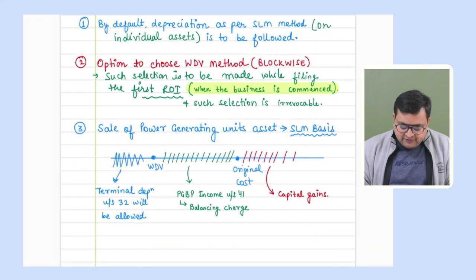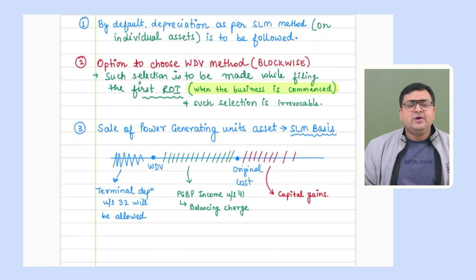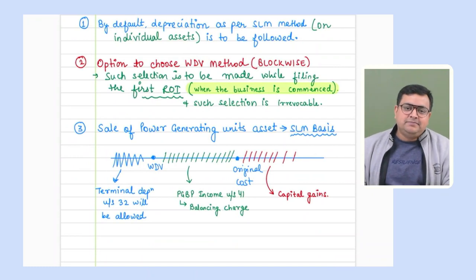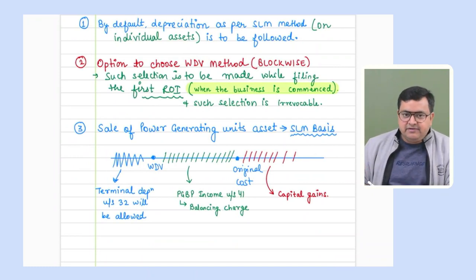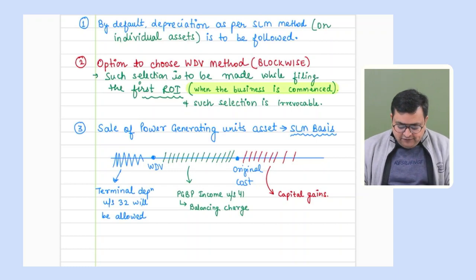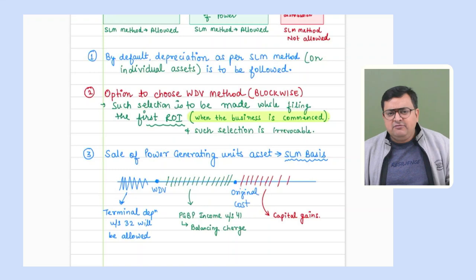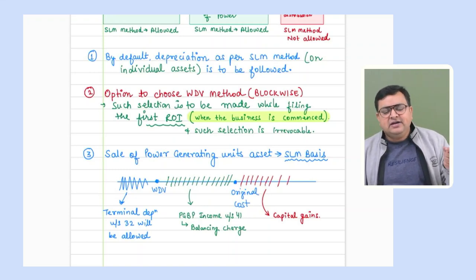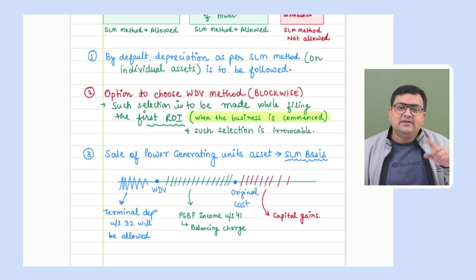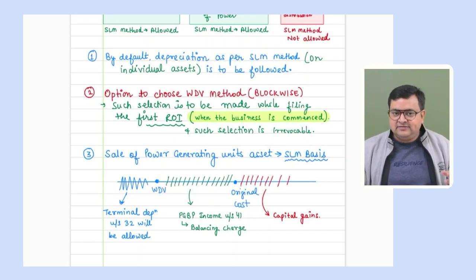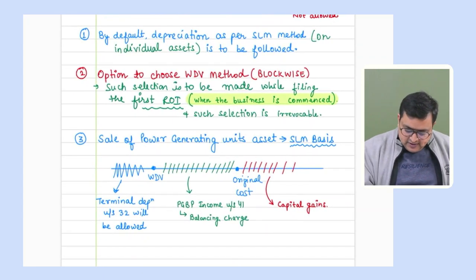Now, this is the favorite question of the examiner. He says, what is the treatment on sale of a power generating asset? If you are selling the power generating asset on which the WDV method is charged, then it's the same way. We have already discussed the format: the money received on sale would be deducted from that block. But if it is on the SLM method, where depreciation is charged on individual assets, and you sell this asset, then how will you treat that? It's very easy.